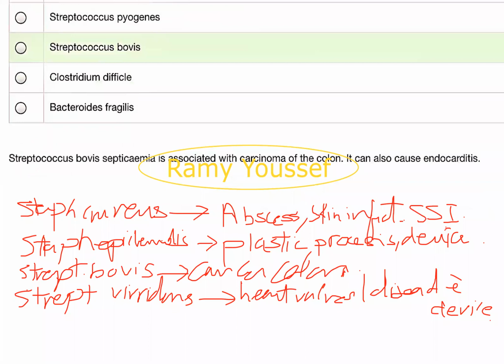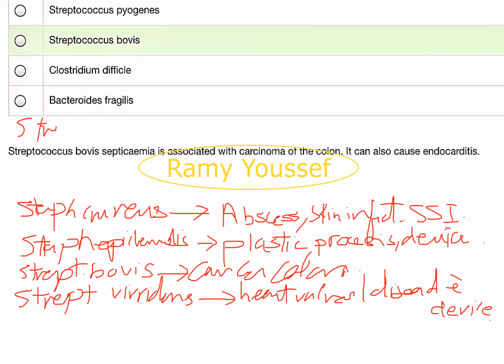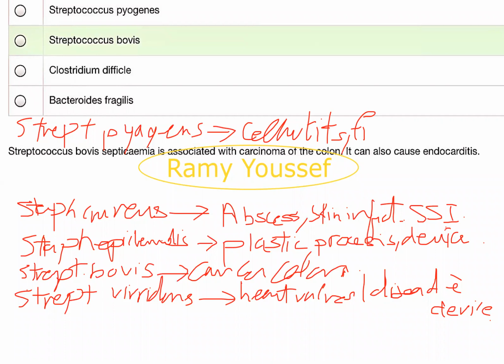Strept. Sorry, I just found no space. Strept pyogen. And this is the most common organism you'll find in cellulitis or pharyngeal infection. Okay. Or quinsy. Exactly.